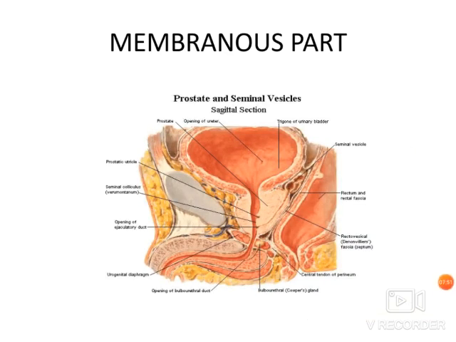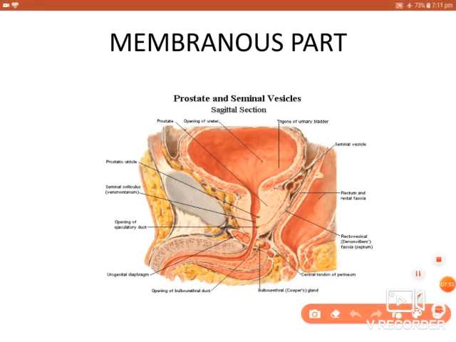Then coming to this membranous part, here this is the sagittal view. Here the anterior, this is the posterior aspect. So this is the prostatic part. Here you can see this is the urogenital diaphragm. This is the superior fascia. Here this is the inferior fascia, that is the perineal membrane. Here I'll get two muscles, deep transverse perineum and the sphincter urethrae.